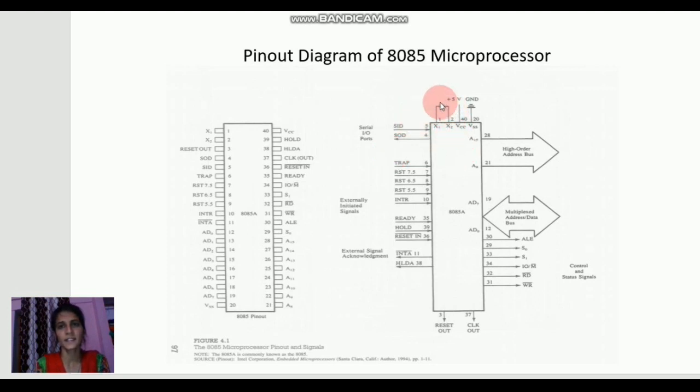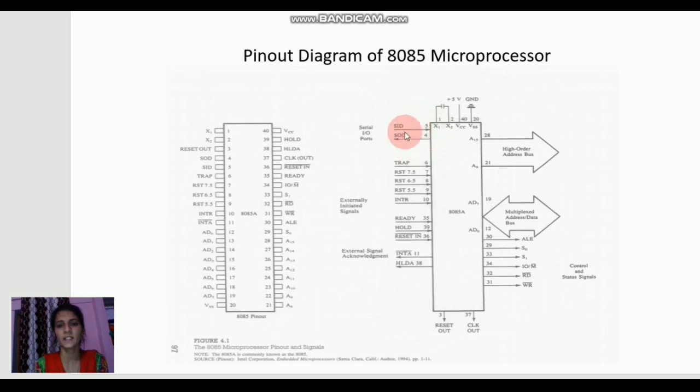Here we can see that on pin 1 and pin 2, there is a crystal connected, which basically generates the clock for the processor. This clock is very much necessary to ensure that all actions are performed in a synchronized way. The internal clock frequency is half the frequency of the crystal. Pins 4 and 5 are for serial input-output ports.